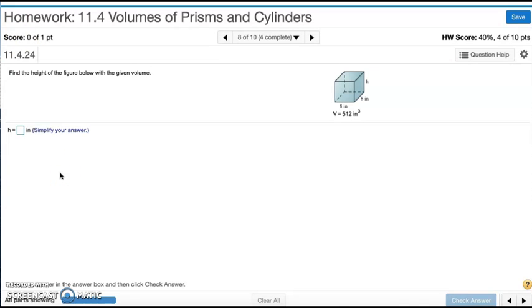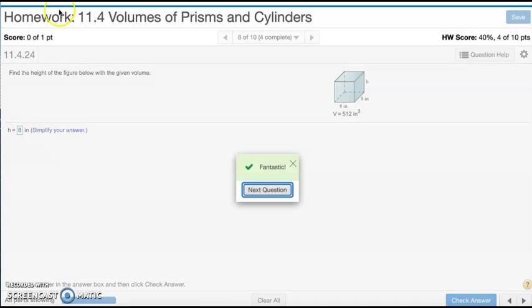Find the height of the figure below with the given volume. So the formula is length times width times height. So we're missing the height, and we're given the width and the length. So do 8 times 8, and divide that into 512, and you get a height of 8. So that's going to be the answer. And that's number 8.